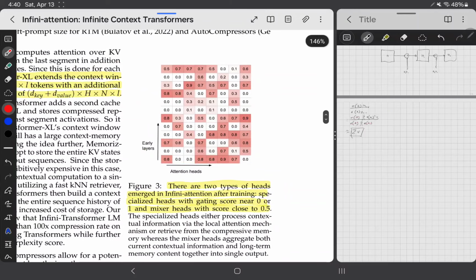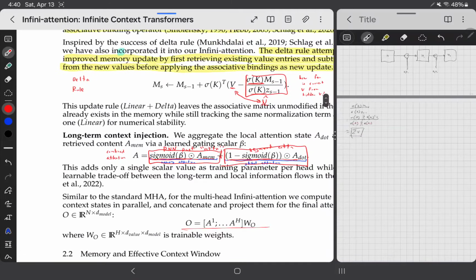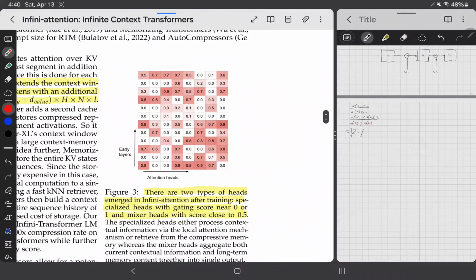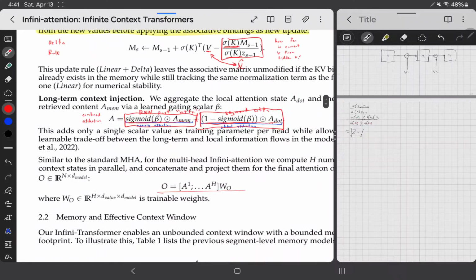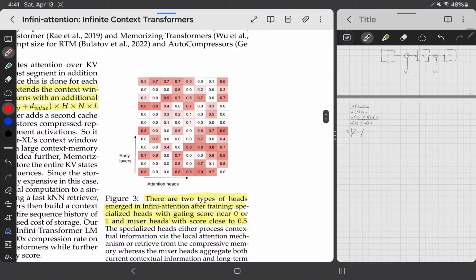They also show this cool matrix here, showing that some heads only look at the current segment, some heads only look at the past, and some heads are a mix, as you would expect. But a lot of them are 0, meaning that they don't utilize the past at all, and they're only utilizing the current segment memory. So that's quite cool.